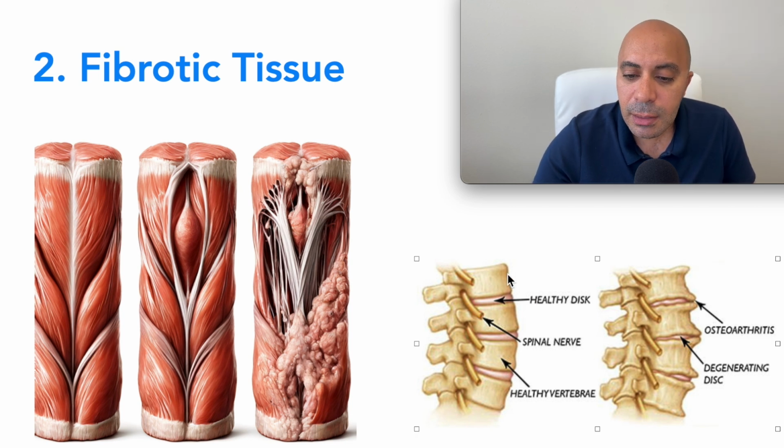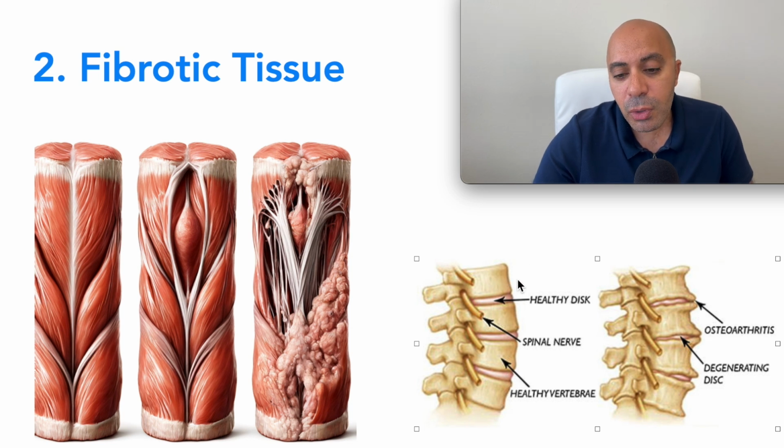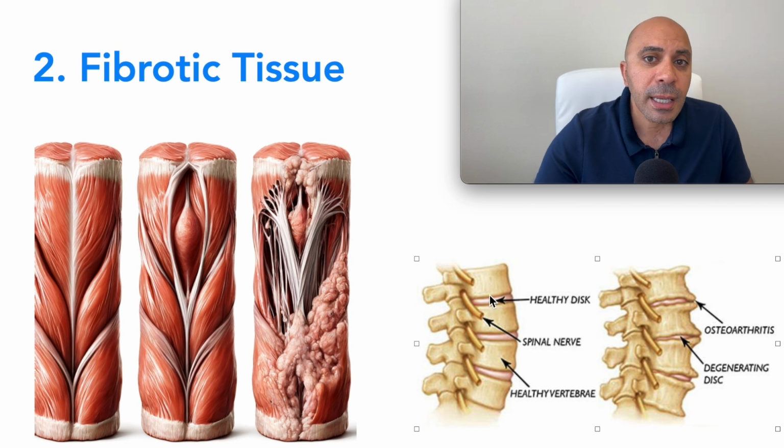So as you see here, this is a normal vertebra with a normal healthy disc. But when you have fibrotic tissue or inflammation, those unevenness will compress on the nerve and could cause the radiculopathy. So it doesn't matter if it's a herniated disc, if it's osteoarthritis or other tissue that causes the inflammation or the fibrotic tissue. What matters is the inflammation and the fibrotic tissue need to go down. So we need to decrease that. If we can decrease it by 1 to 2 millimeters, that could resolve the symptoms.